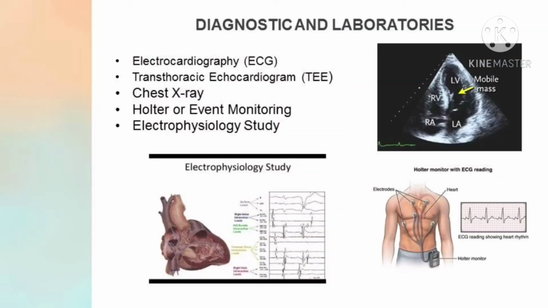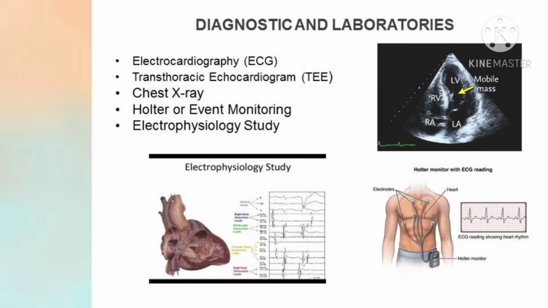Diagnostics and laboratories: electrocardiography. It is performed to verify the atrial fibrillation rhythm. The next one is transthoracic echocardiogram. It is performed to identify the presence of valvular heart disease. It provides information about left ventricular and right ventricular size and function.